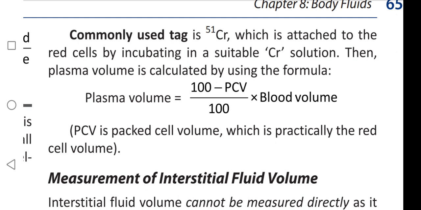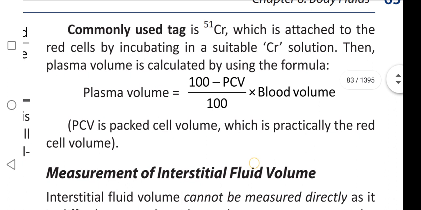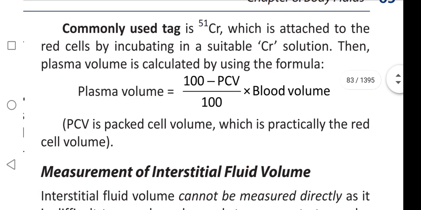Then plasma volume is calculated by using the formula: plasma volume is equal to (100 minus packed cell volume) by 100, into blood volume. PCV, packed cell volume, is practically the red cell volume, that is, hematocrit.